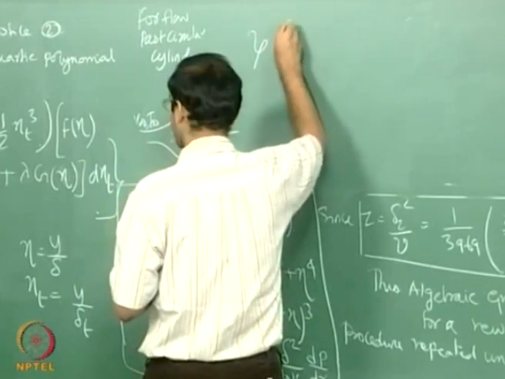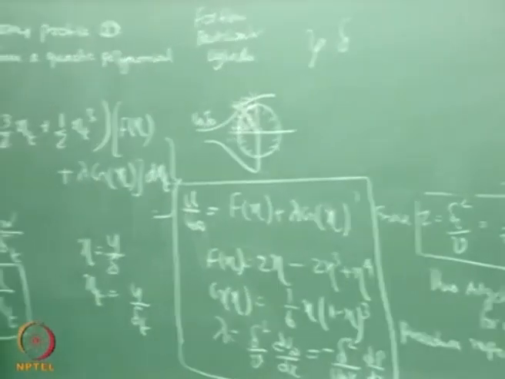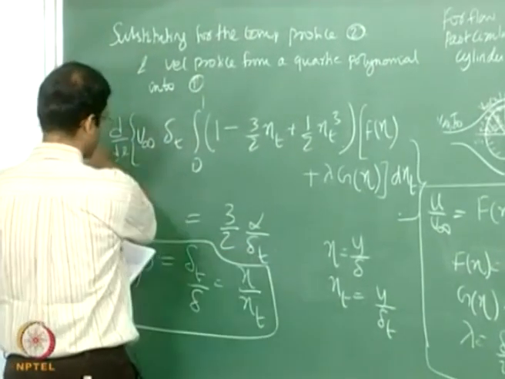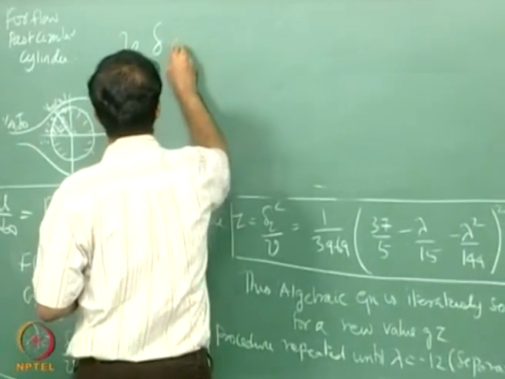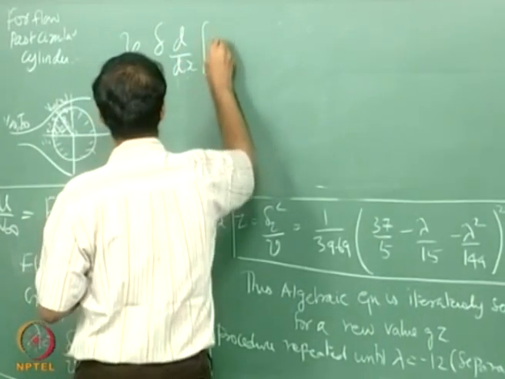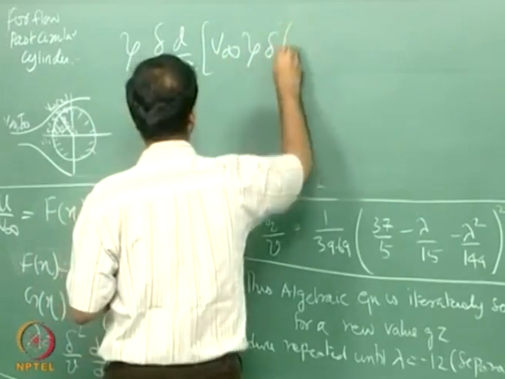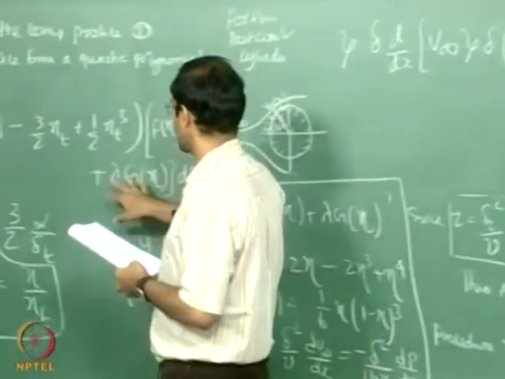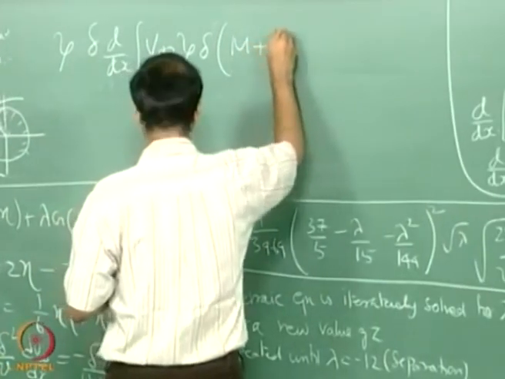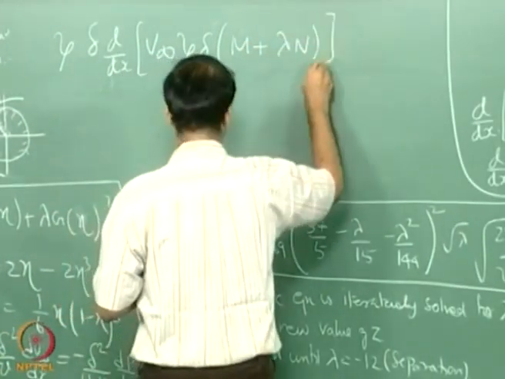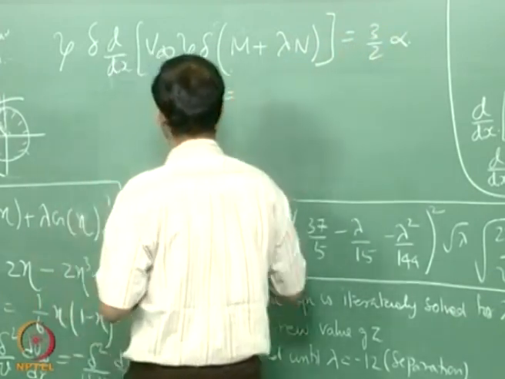zeta into delta. So I am taking my delta t on the right hand side here, and I can write this as zeta times delta into d by dx into u infinity into delta t, again I can write it as zeta into delta, and if I integrate this entire expression out in terms of eta t, I will be getting an expression like this, 3 by 2 alpha, where my m, now m should be a function of what?